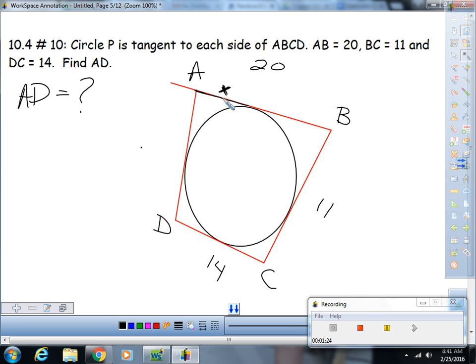So, if that's X, then what I referred to as the ice cream cone theorem tells us that what's this? You follow that? So then what would you call this one? 20 minus X. So then this one is? Okay. Now here's where you've got to get your algebra on. So then, if the whole thing is 11, and this part is 20 minus X, how could I find the blue tangent segment? 11 minus what?